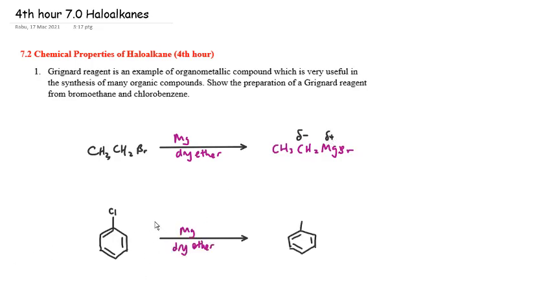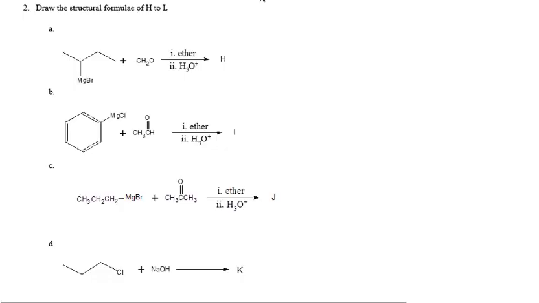And the next one, we have our chlorobenzene when you react with magnesium in dry ether solvent. So the magnesium inserts between the carbon and the Cl group. Don't forget to label your delta negative carbon and your delta positive magnesium. Alright class, so let's continue with our second question.